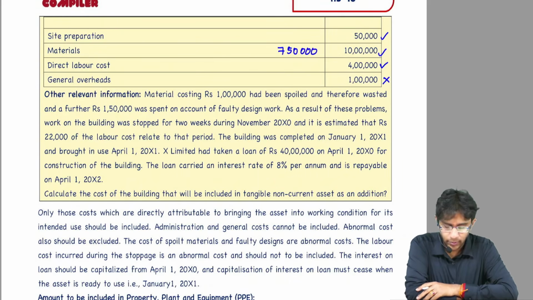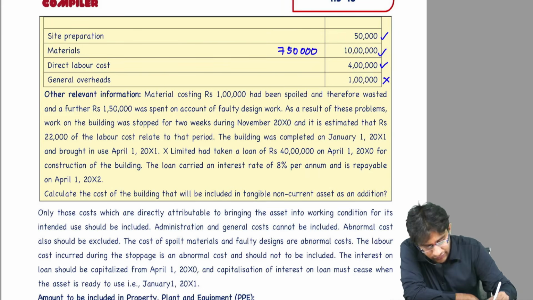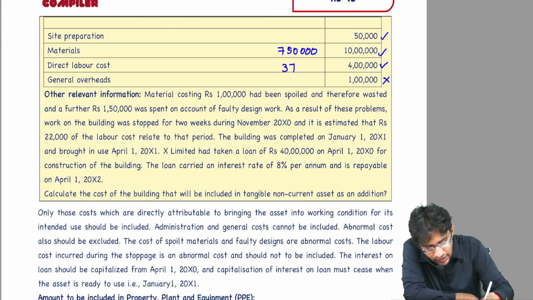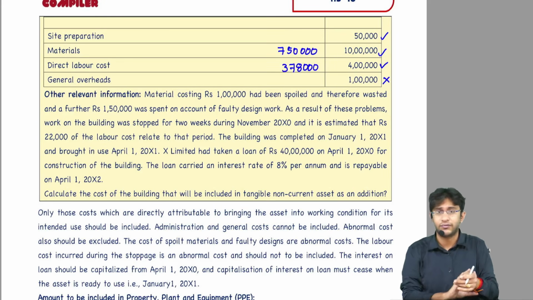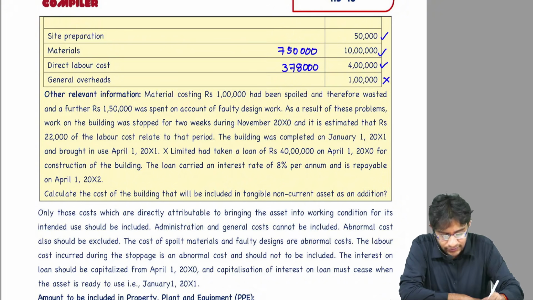As a result of these problems, the work on the building was stopped for 2 weeks during November, and it's estimated that 22,000 rupees of the labor cost relate to that period. So for 2 weeks work halted, and during that halt period also you have to pay the labor charges. So in that 4 lakhs also 22,000 is abnormal loss. You cannot capitalize that. You paid but work is not happening. That kind of cost is a loss for us. Losses cannot be capitalized. So labor cost you can capitalize only to the extent of 3,78,000.